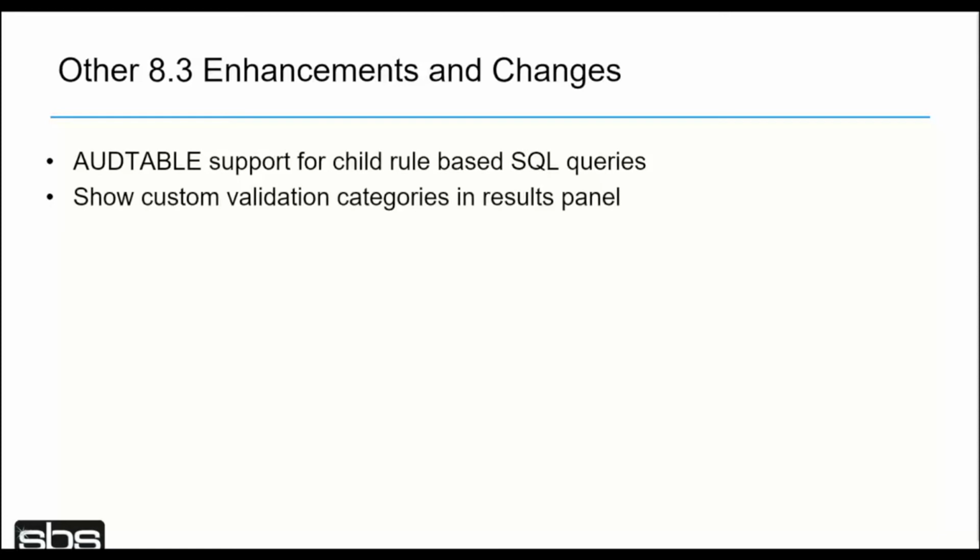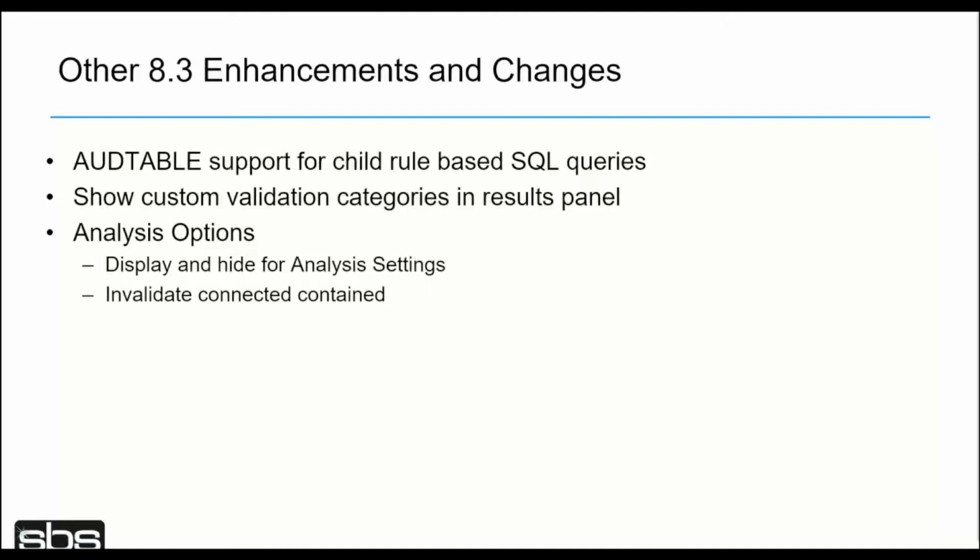There is better support for showing custom validation categories, so you can create your own validation categories and have those organized better in the validation results. You can place all of a certain type of validation in its own named section, and better group all those together, so you can easily review just those types of validations.